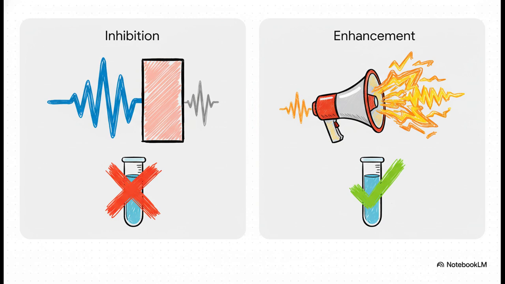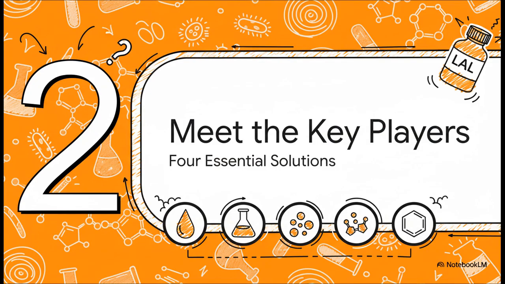On the flip side, you have enhancement. This is that feedback screech. Something in the sample is artificially boosting the signal, which can give you a false positive, and that means a perfectly good batch of product could get thrown out. Both are really costly mistakes that we have to avoid. So to figure out if we have any of this interference going on, we need a few, let's call them key players. Let's meet the four essential solutions that are really at the heart of this whole experiment.